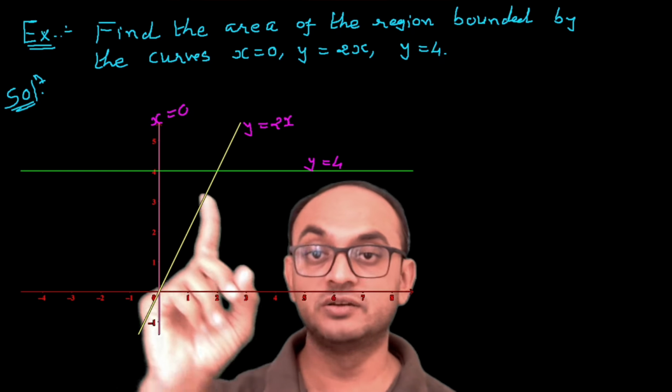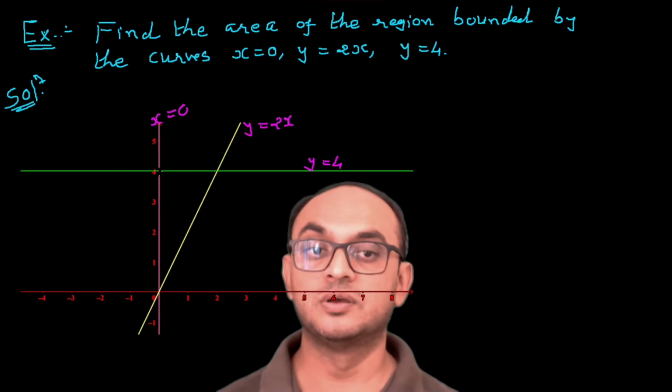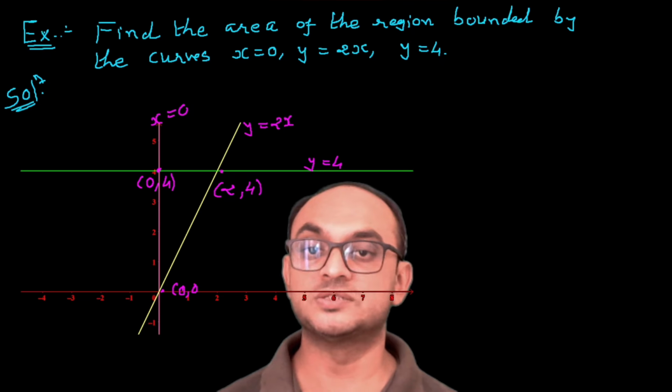I have to mention all the intersection points. So this point, x value is 0, y value is 4. This intersection point is when y is equal to 4, x is equal to 2, and this intersection point is origin 0, 0.